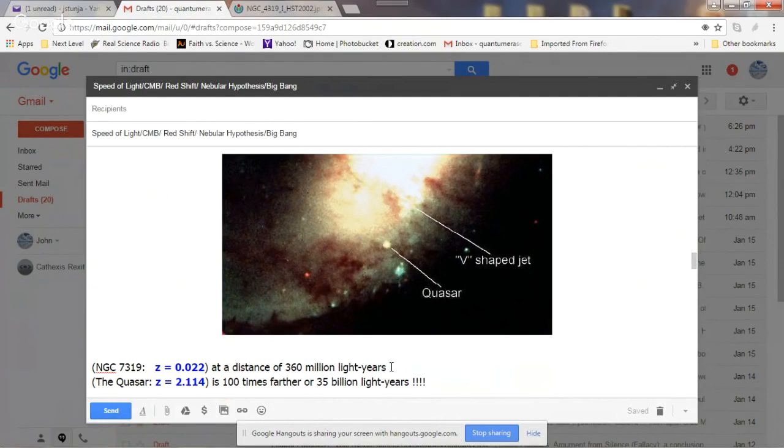The parent galaxy is 360 million light years away. Guess what the quasar is right beside it? 35 billion. Jeez.